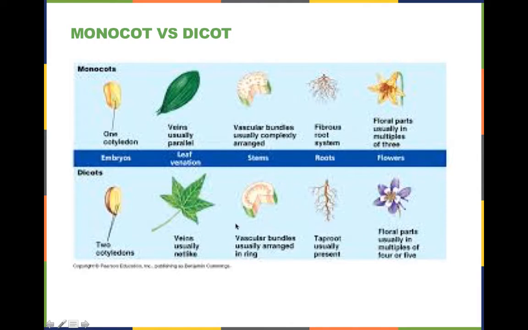When you look at the vascular bundles in the stem, in a dicot, you have a ring that goes around the outside, and this is where the vascular bundle is, right here.